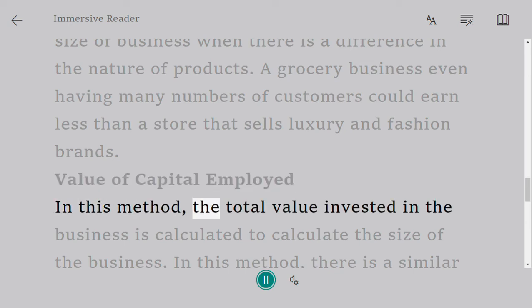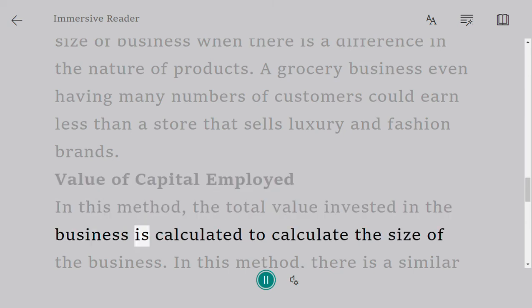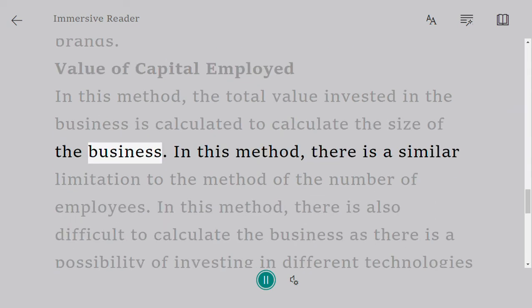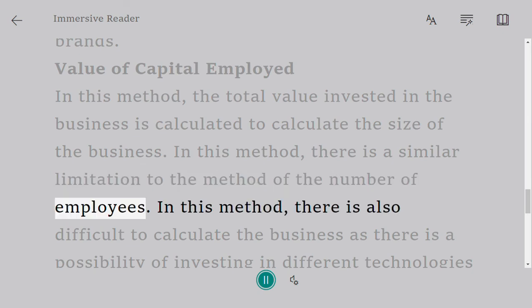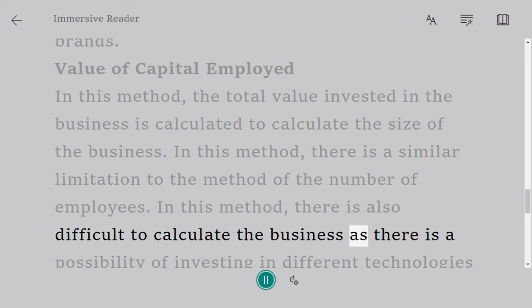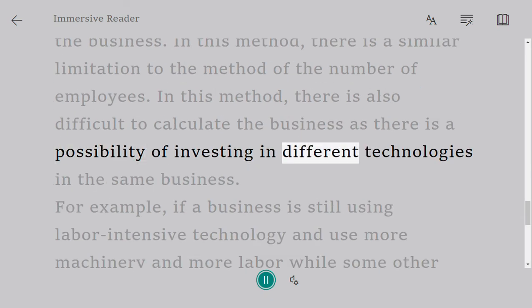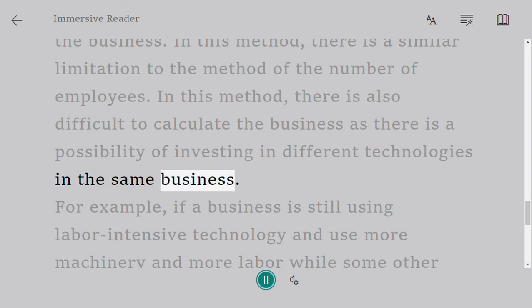Value of capital employed. In this method, the total value invested in the business is calculated to determine the size of the business. In this method, there is a similar limitation to the method of the number of employees. It is also difficult to calculate the size of the business, as there is a possibility of investing in different technologies in the same business.